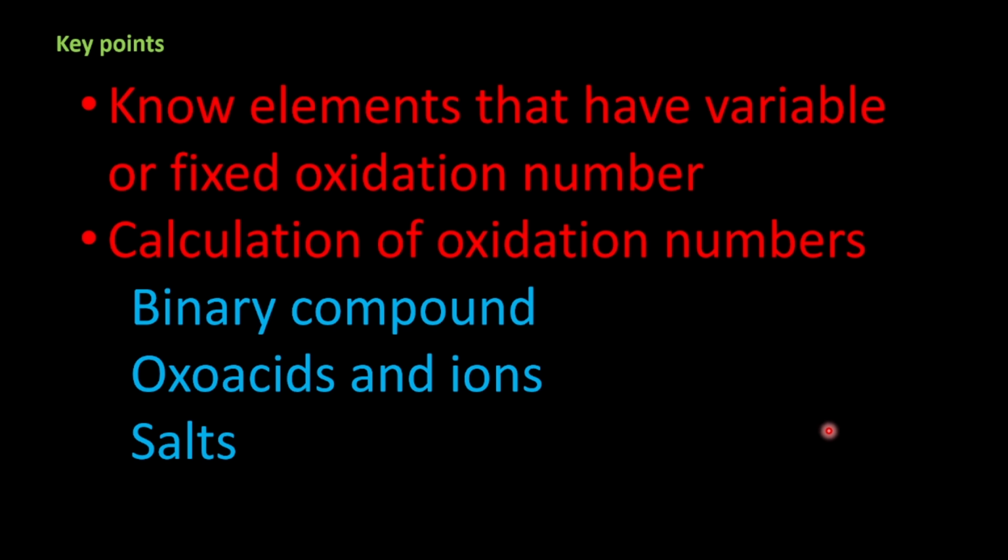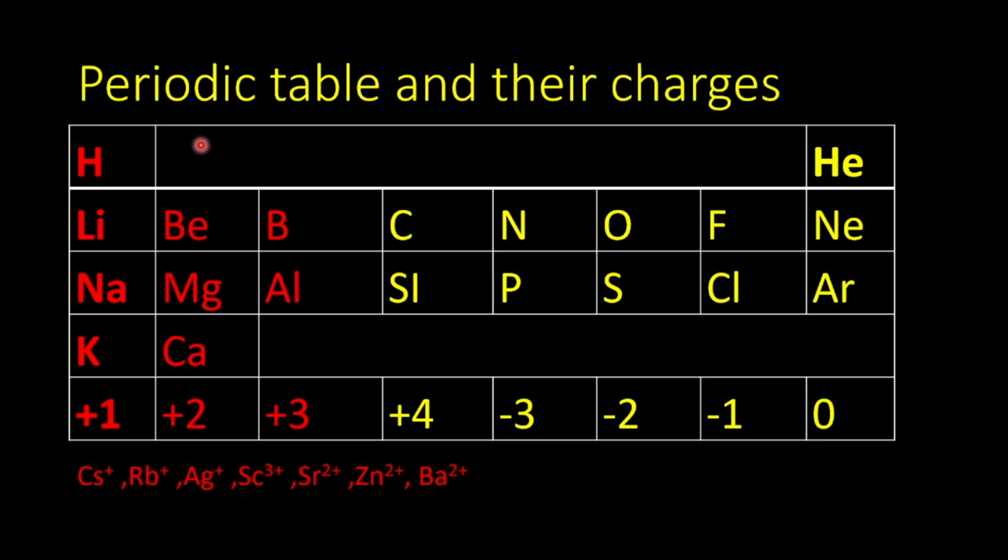These are key points that you have to know when naming compounds. First of all, you have to know whether the element involved has a variable oxidation number or it varies. You can only detect this by using the periodic table. Then the second point, calculation of oxidation numbers. You should be able to calculate oxidation numbers. Now let's move to the periodic table.